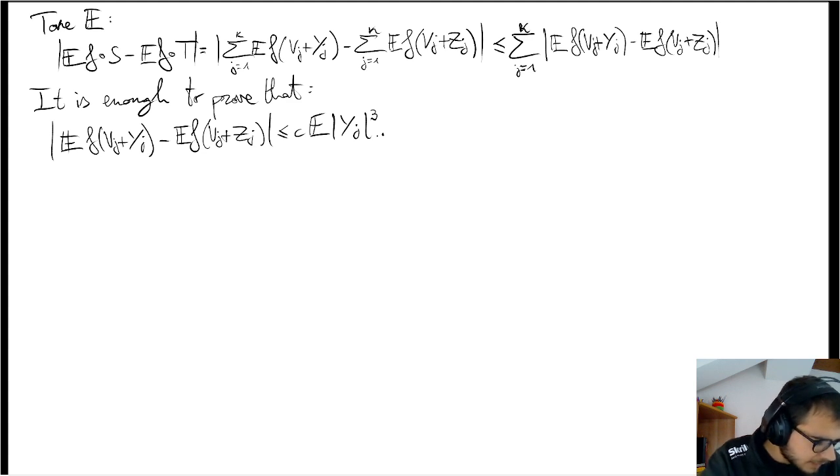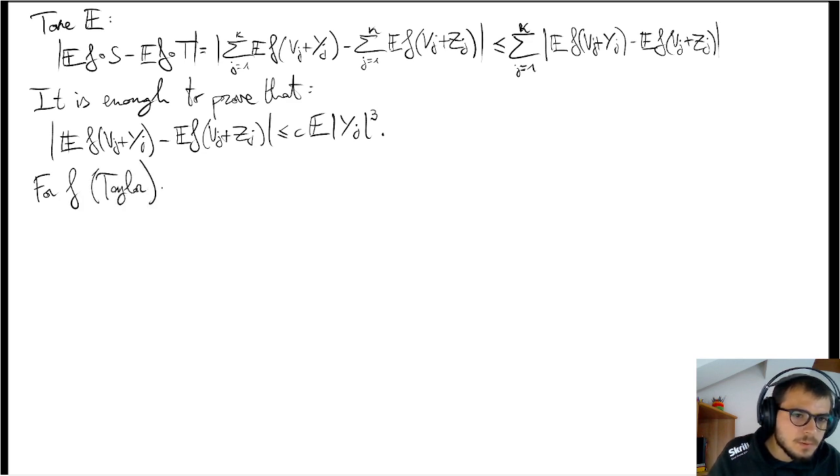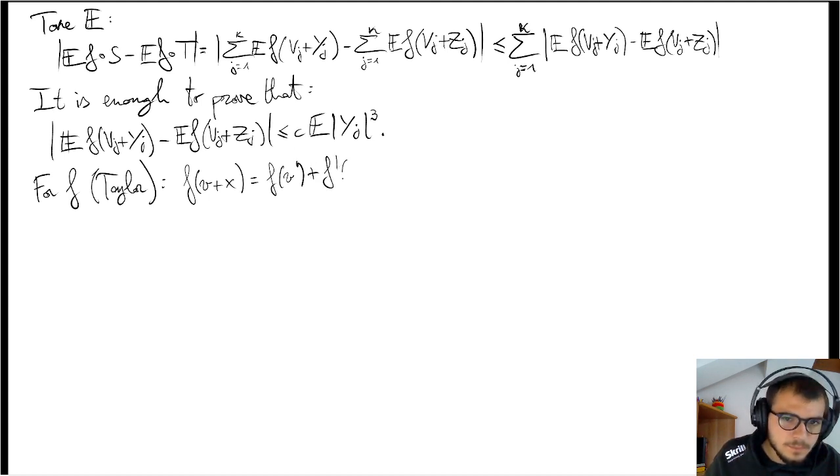For f, we have the following Taylor formula: f of v plus x equals f of v plus the first derivative times x, plus 1/2 the second derivative times x squared, plus a remainder.